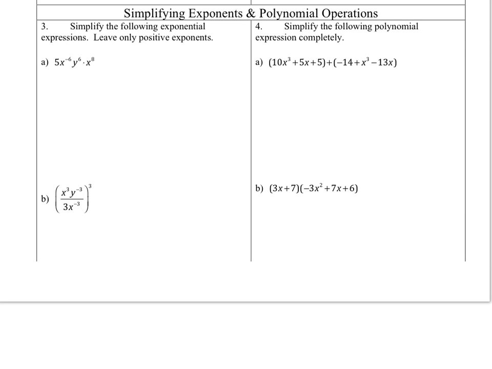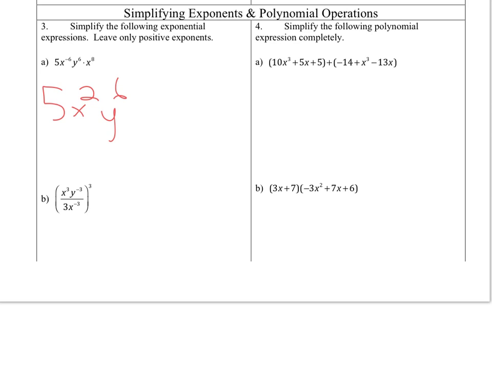Let's see, how would you guys think about this? I think what's most common is you'd look at it and say, all right, I have an x to the negative 6 and x to the 8th. Since I have the same base, I'll just add the exponents. So leave the 5. Negative 6 plus 8 is 2. That's one way to do it.